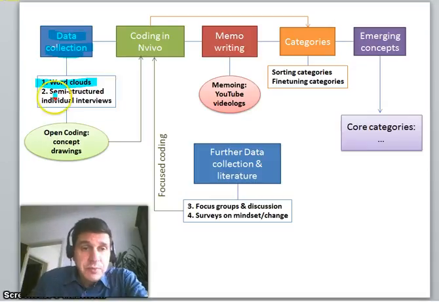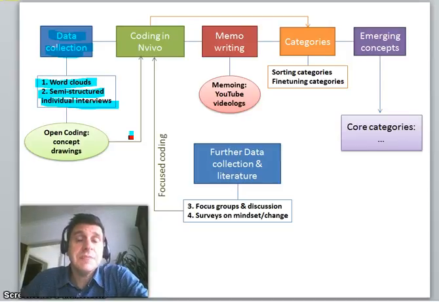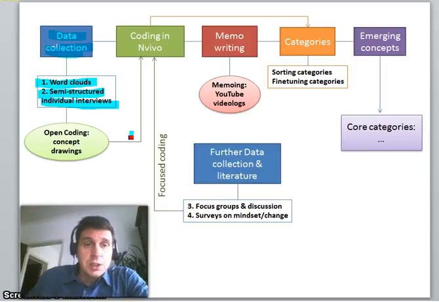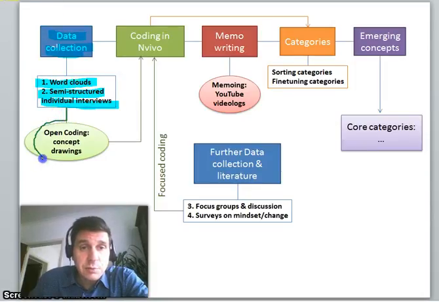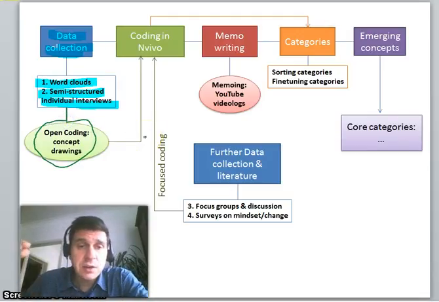Secondly, I conducted semi-structured individual interviews with the participants individually. I took those interviews in real life or through Skype for people who were not able to meet in real life. Those two forms of data collection have led to a form of open coding. I took notes in my notebook and I created concept drawings. Drawings of keywords, notions and concepts that I related to one another with inferences.